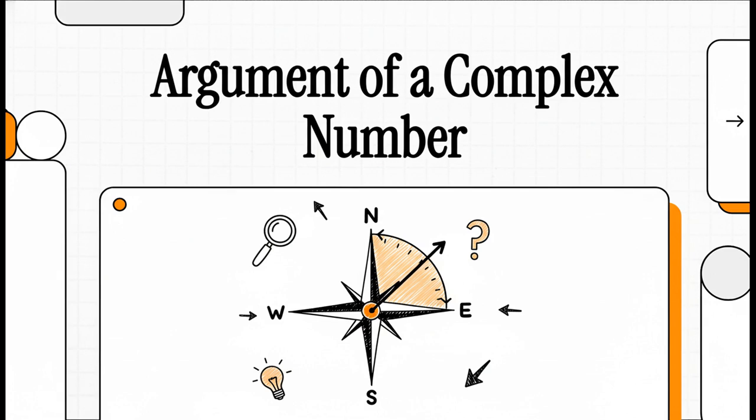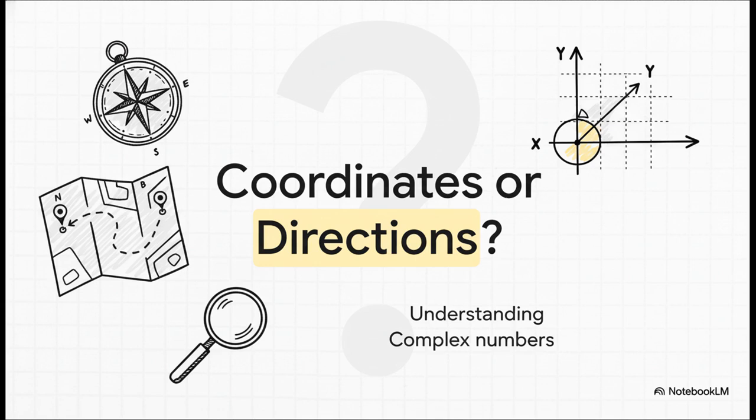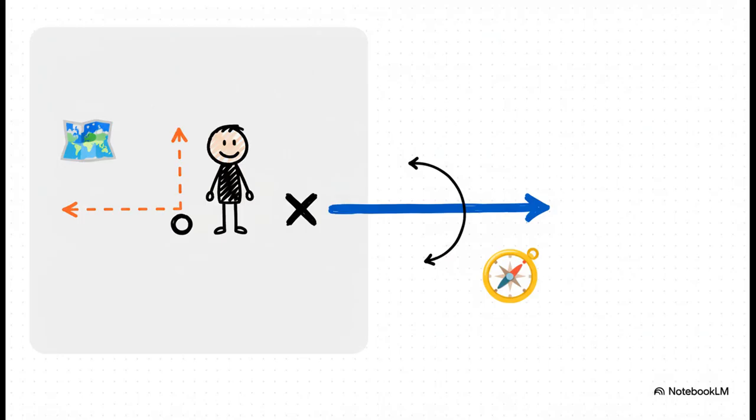Let's get into it. Okay, just imagine for a second you ask me for directions. How am I going to respond? Well, I've basically got two ways to tell you how to get somewhere. And this simple idea is actually the key to understanding complex numbers in a whole new light. And it turns out these two ways of giving directions map perfectly onto complex numbers.